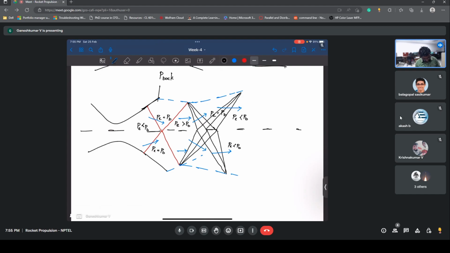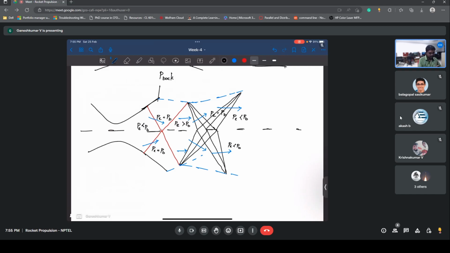Now if you look at this position and this position, both are actually the same. The fluid has gone through an oblique shock and expansion. So that is the reason, and again we came back to the first step. So this has to repeat, right?